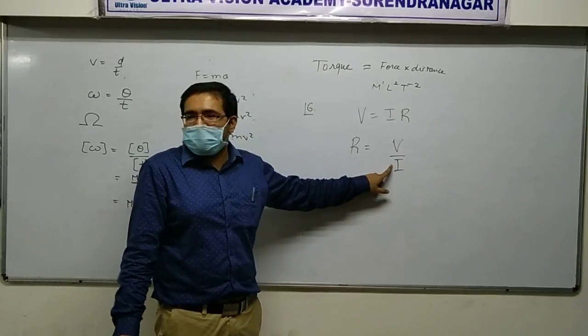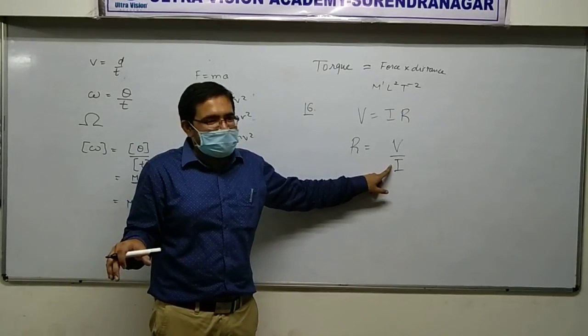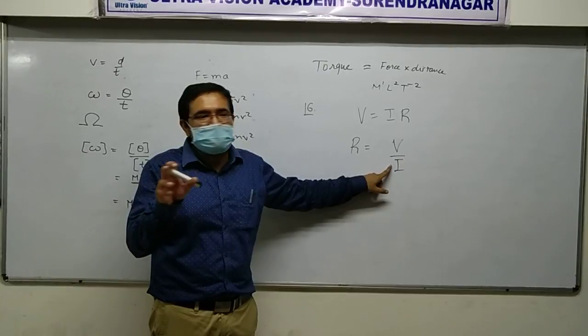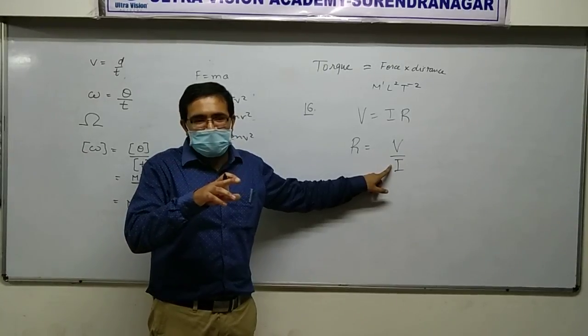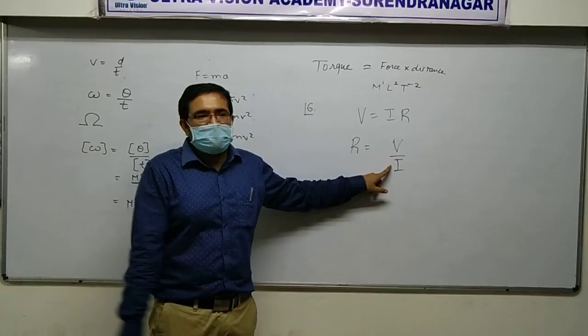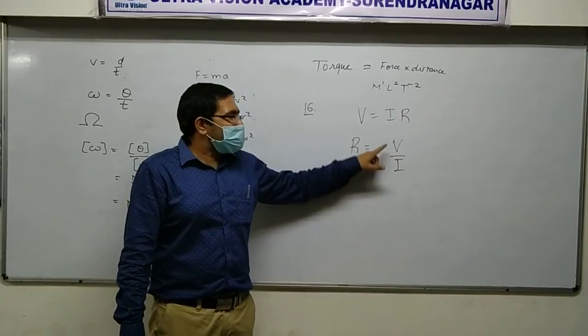Current. Easy one, isn't it? Current is one of the 7 fundamentals. Yes or no? Its dimensional symbol is A, ampere. Clear or not? Okay. Now V.